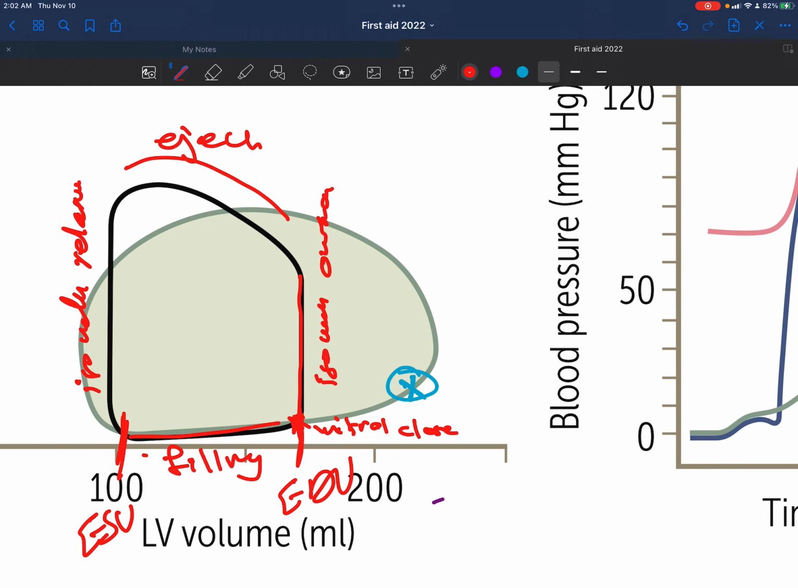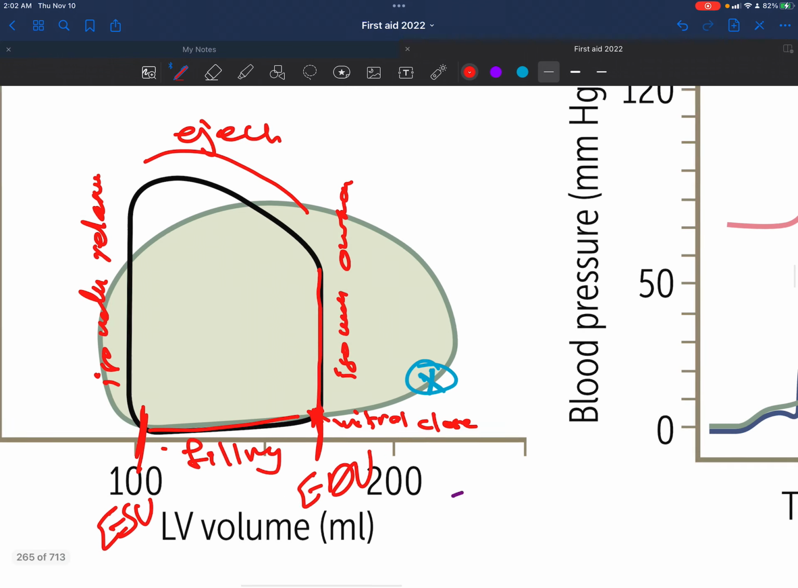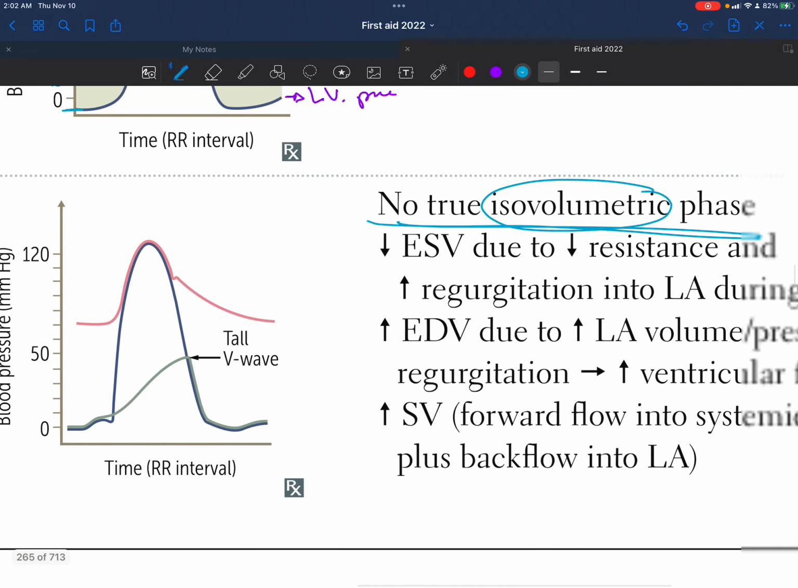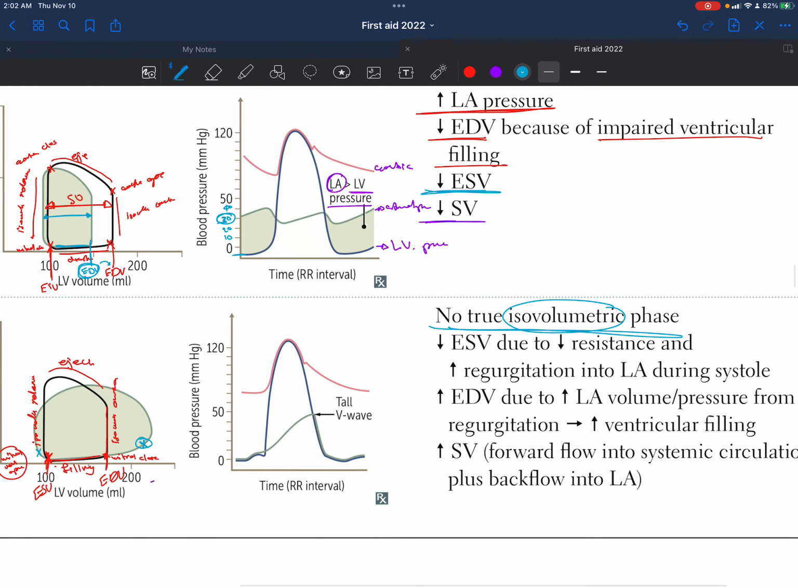And also, as well, we said that there is no actual mitral valve opening. It's supposed to be here. The red is the normal, so the normal valve opening occurs here. But as you see in the green line, we don't have a specific mitral valve opening because it's always open. That's why we're losing the isovolumetric phase. So we have a reduced end-systolic volume due to decreased resistance and increased regurgitation into the left atrium during systole.